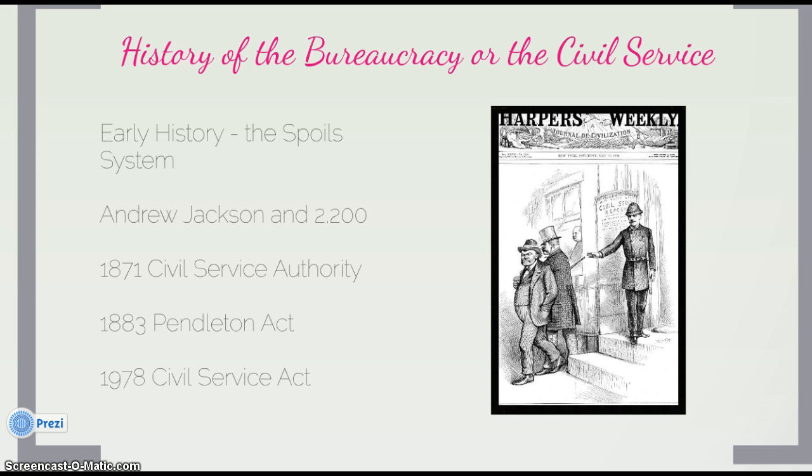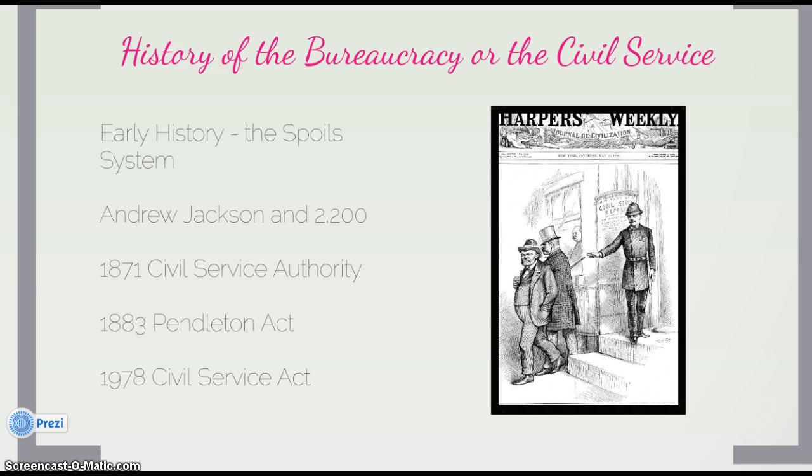And so for a president coming into office to be able to appoint his people in the federal bureaucracy meant that the president was more likely to get his way, to get his agenda passed or acted upon. Now, the spoils system, however, came under attack in the late 19th century. Congress created the Civil Service Authority in 1871 to write new rules regulating the hiring of federal bureaucrats.